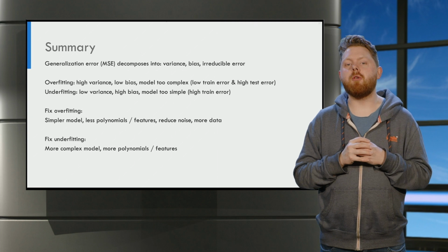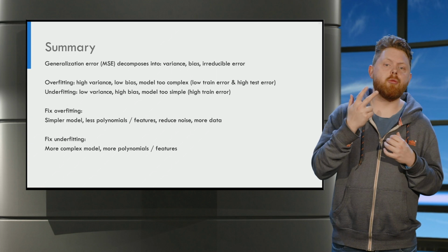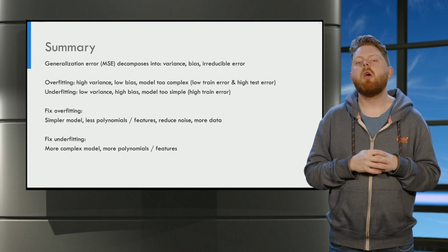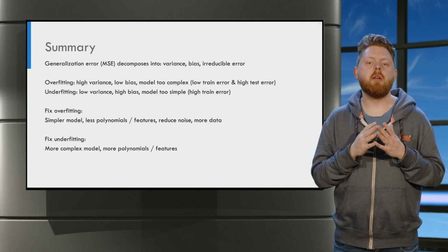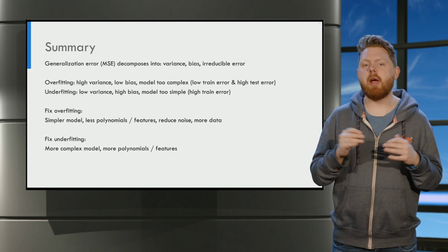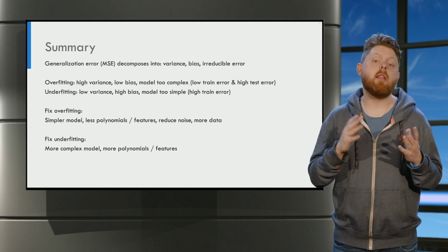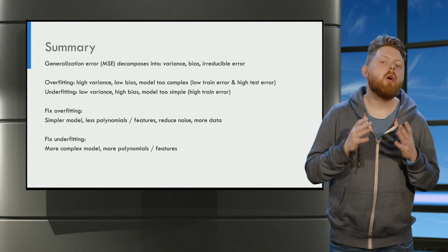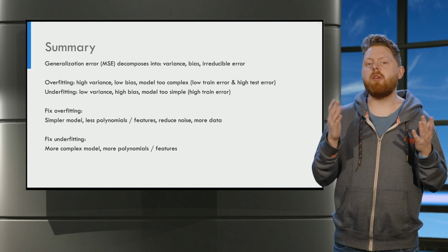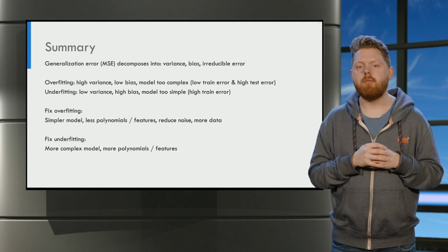Okay, let's summarize this video. We have seen that the generalization error can be decomposed into 3 terms: the bias, the variance, and the irreducible error. We discussed the definition of overfitting. It means we have a high variance, a low bias, and that the model is too complex. We can detect overfitting by a low train error and a high test error. Underfitting means we have a small variance and a high bias, and that the model is too simple. We can detect it by a high train error.